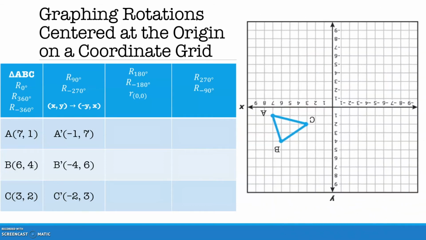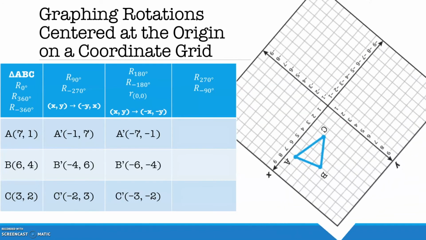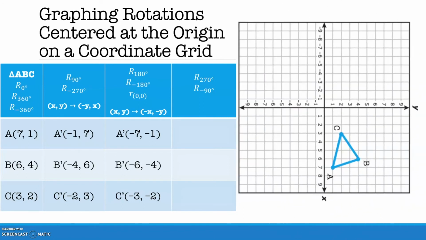Rotating your image now 180 degrees is 2 times to the left. So similarly to what we just did, we now read our coordinate points as if our axes changed. So A prime would be negative 7, negative 1, B prime would be negative 6, negative 4, and C prime would be negative 3, negative 2, showing us that after a rotation of 180, the coordinate points negate, which means their signs change.